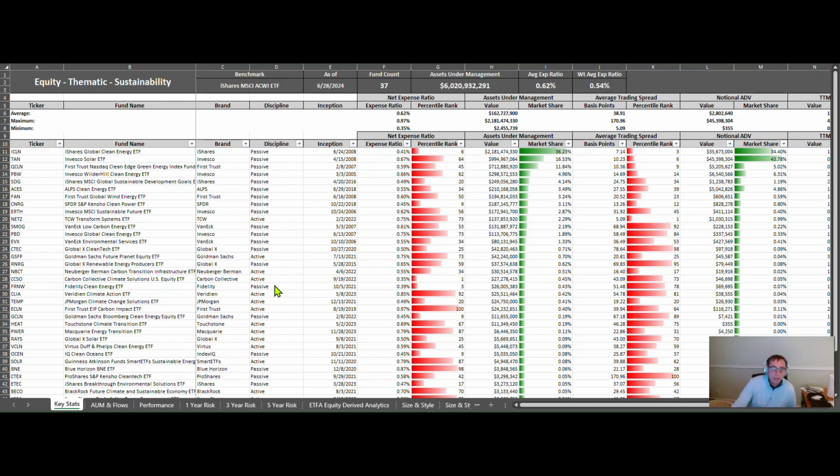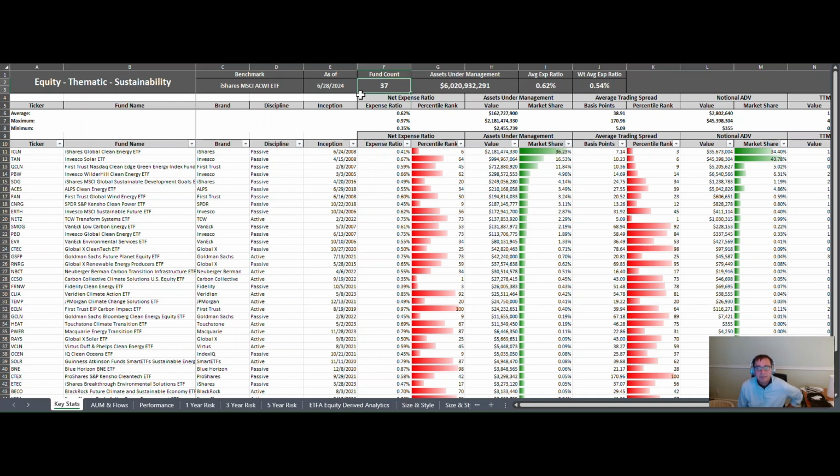I'm currently on the Key Stats tab, the first tab that's produced in the data pack. First thing I want to point out is your category is always going to be up in the top left. The benchmark is put there to let you know what all the risk statistics on the risk tabs are calculated against. So everything is being done against the MSCI ACWI index. Your data will show your as-of date.